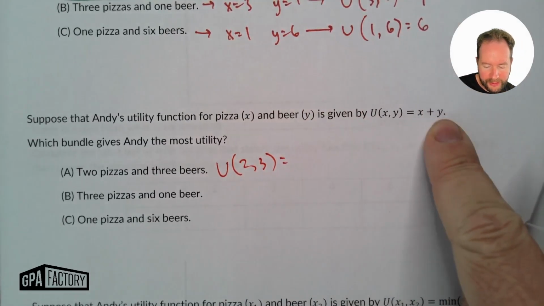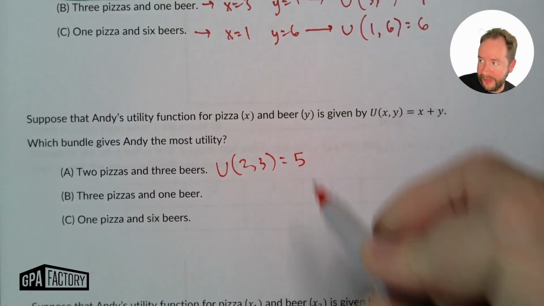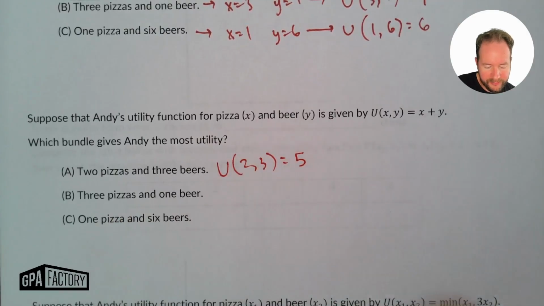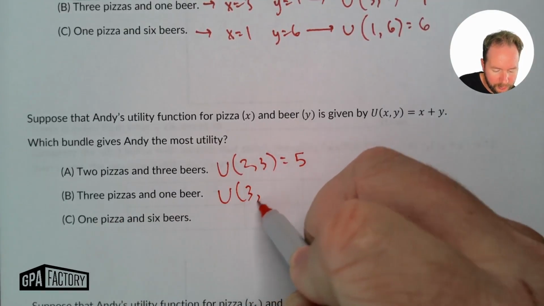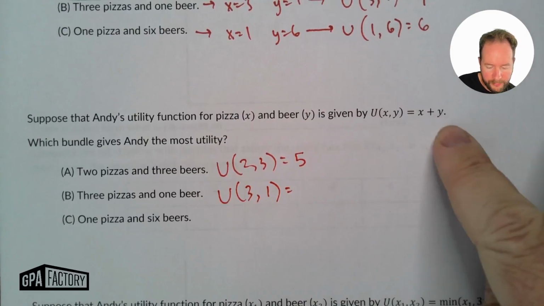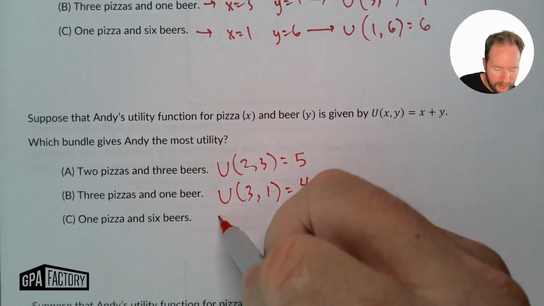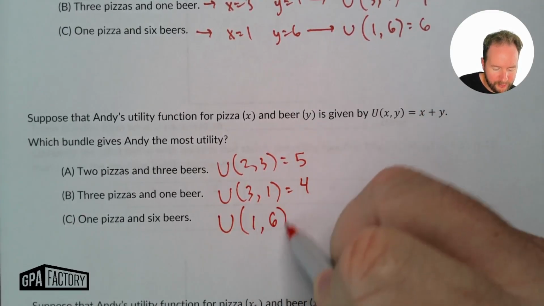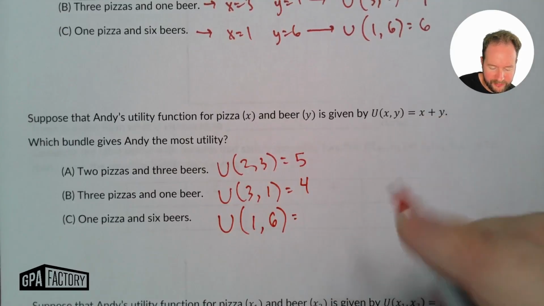Plugging in 2, plugging in 3 gives me 2 plus 3 is 5. What about 3 pizzas and 1 beer? So this is going to be u of 3, 1. 3 plus 1 is 4. And then 1 pizza and 6 beers. I get 1 plus 6, which gives me 7.